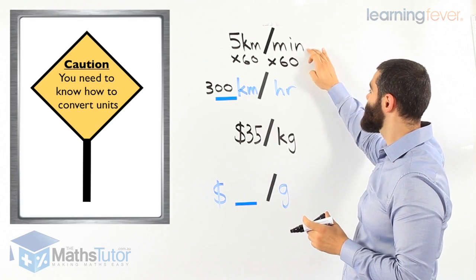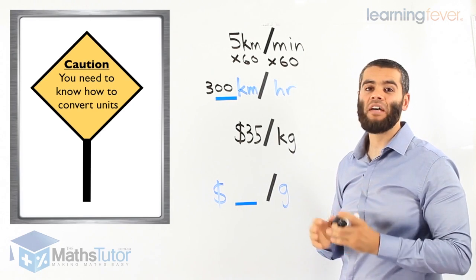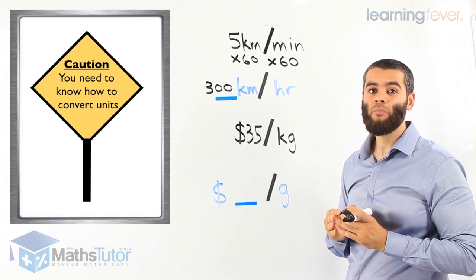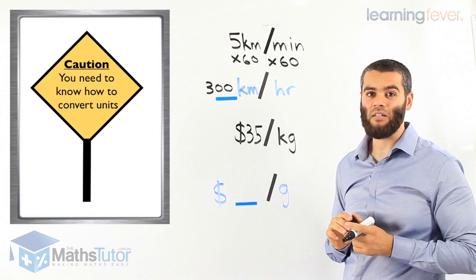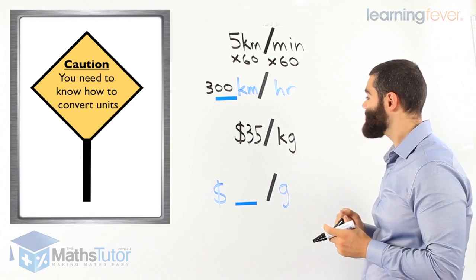We're going from minutes to hours. How many minutes are there in an hour? There are 60 minutes, so we multiply by 60, and we multiply by 60 on this side as well. Let's do the next one.